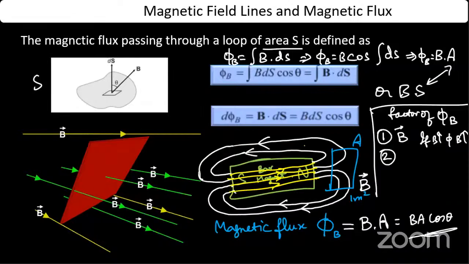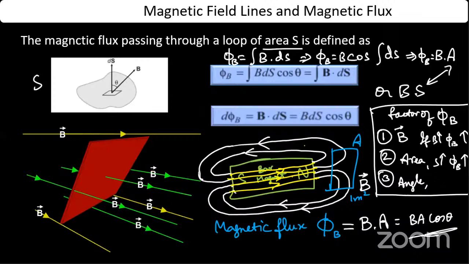Next up, come on, guys, I want answers. Yes, next is area. Correct. So if S increases, flux phi B also increases. Third thing, what was the third thing on which my magnetic flux depends? Yes, the angle, right? Very good, guys. So the angle.